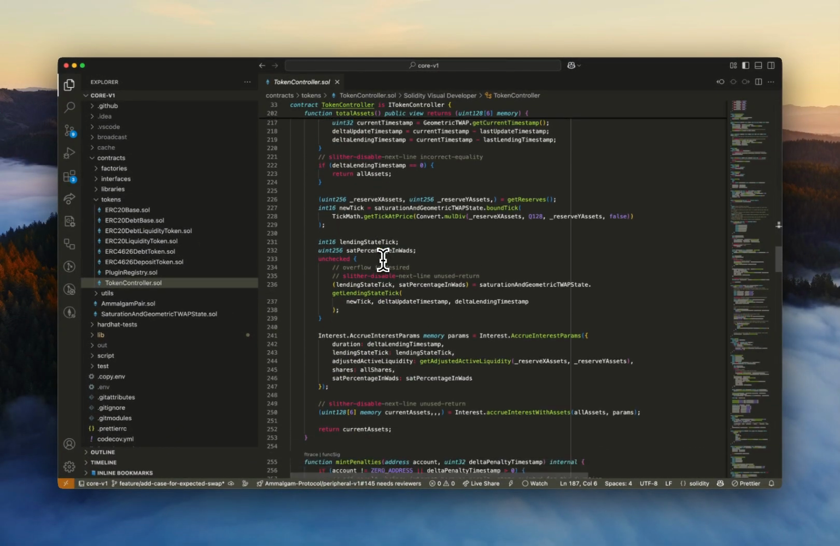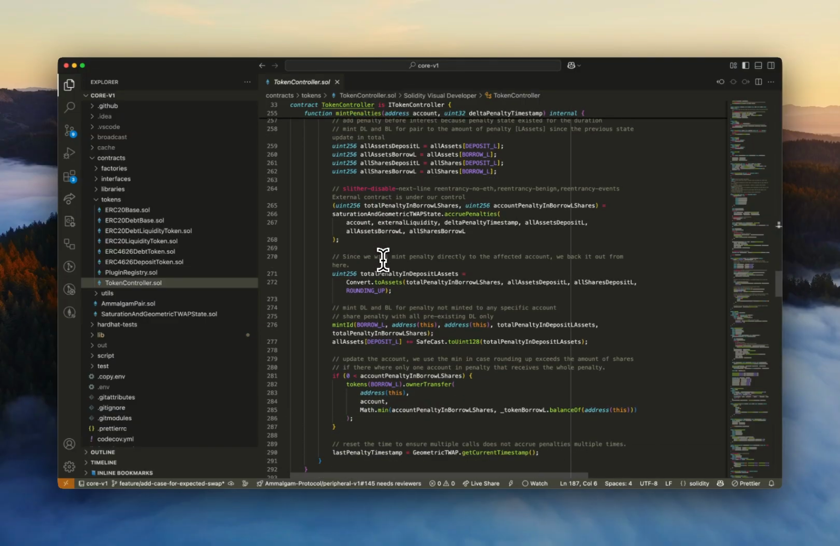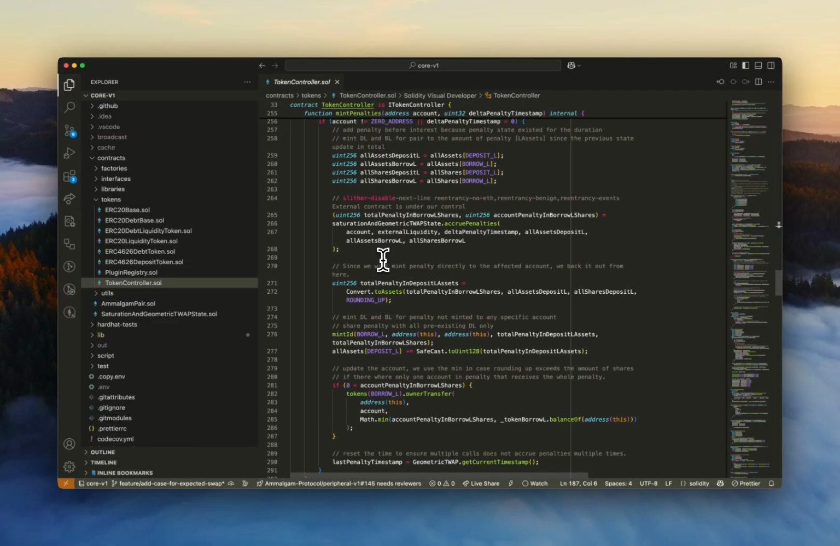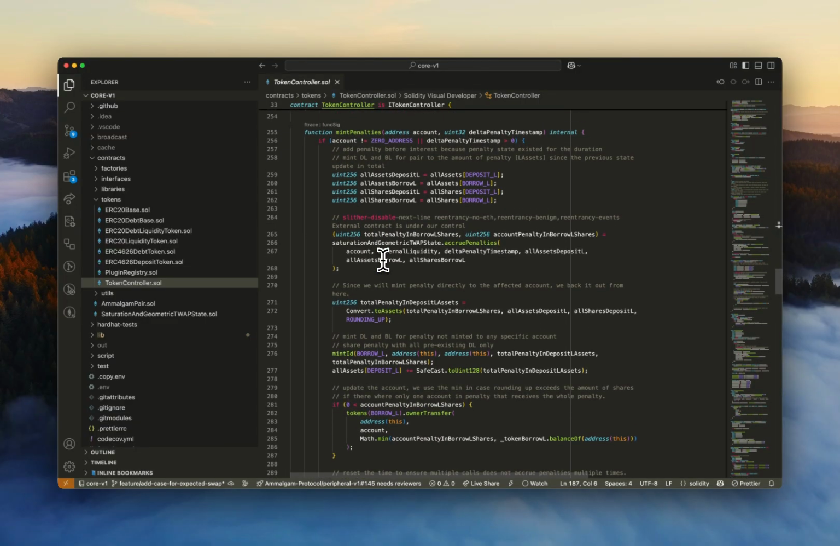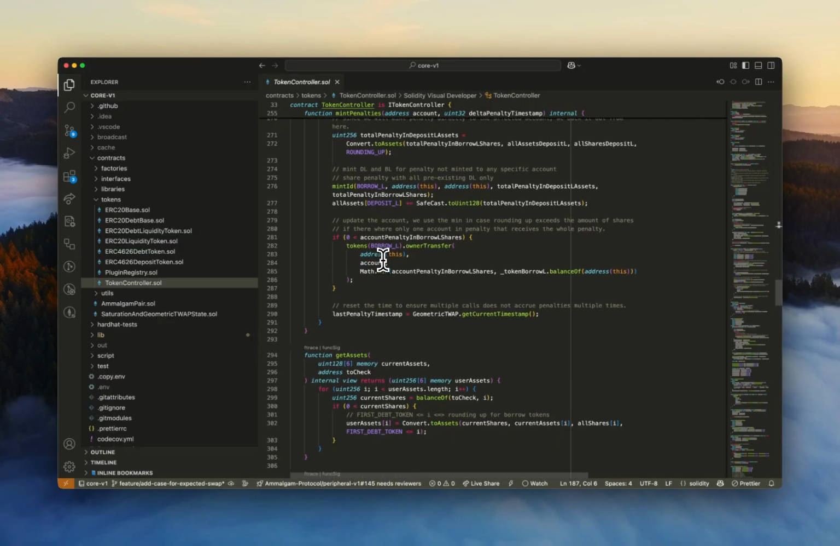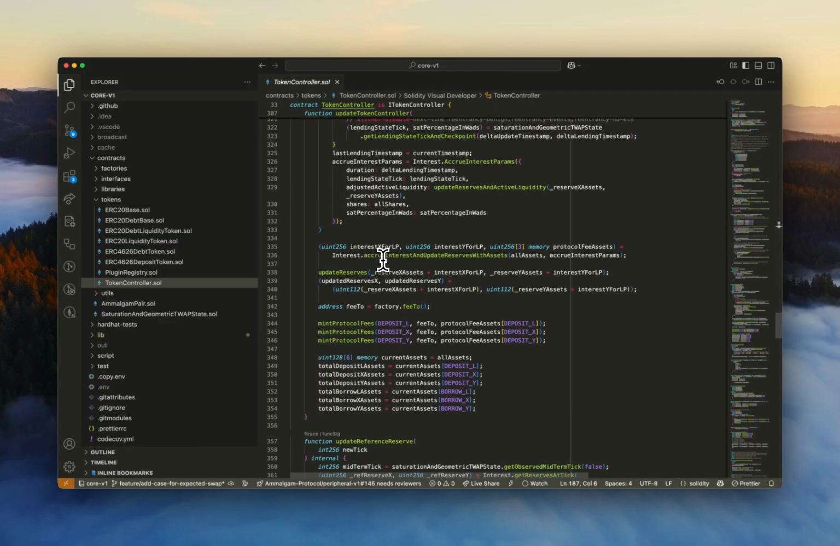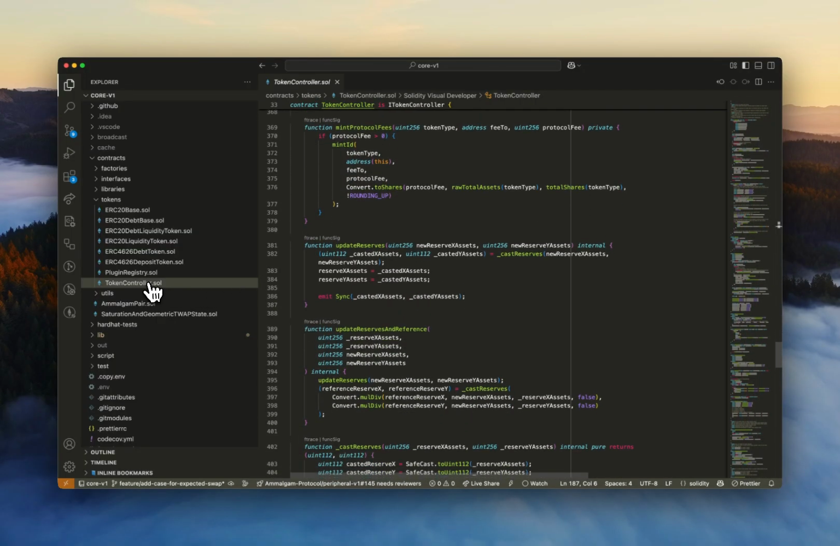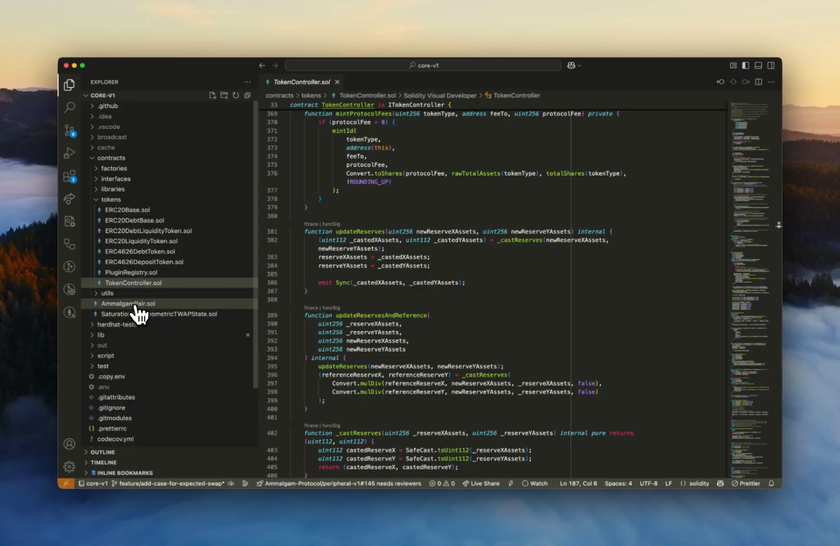I'm trying to think of anything else that's worth discussing at a high level. So token control and Ammalgam pair are the main two files that hold the logic for the actual pair.